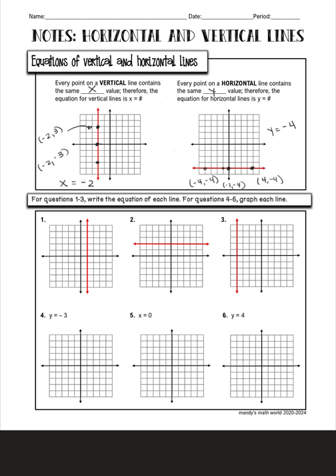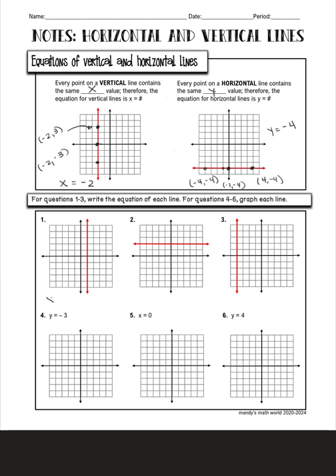All right, so it says for questions 1 through 3, write the equation of the lines. For questions 4 through 6, graph each line, okay? So we're going to take a look at the first one. So the first one, again, we have a vertical line. We can see that the line is intercepting our x-axis, so we know we have a vertical line.